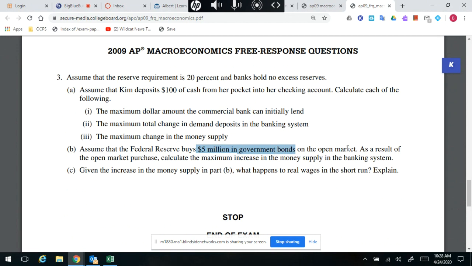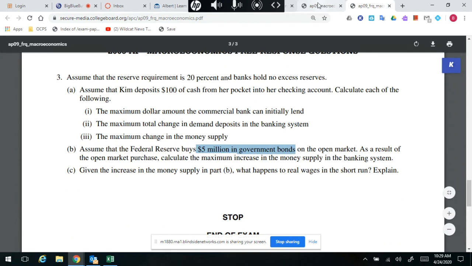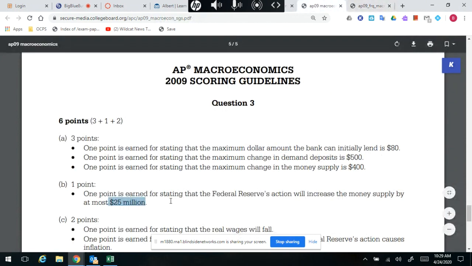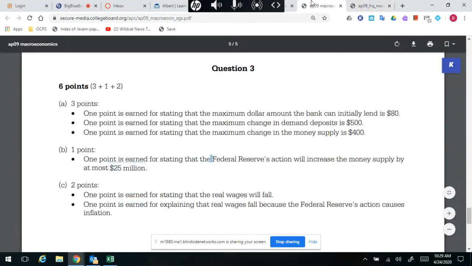All of it's excess. As a result, what is the maximum increase in the money supply through the banking system? Okay, so again, we have that phrase banking system. It means we have to multiply times 1 over the reserve requirement, which we learned 1 over 0.2 is 5. So 5 million, because all of this is excess, 5 million times 5 gets us 25 million. All right, last one here.